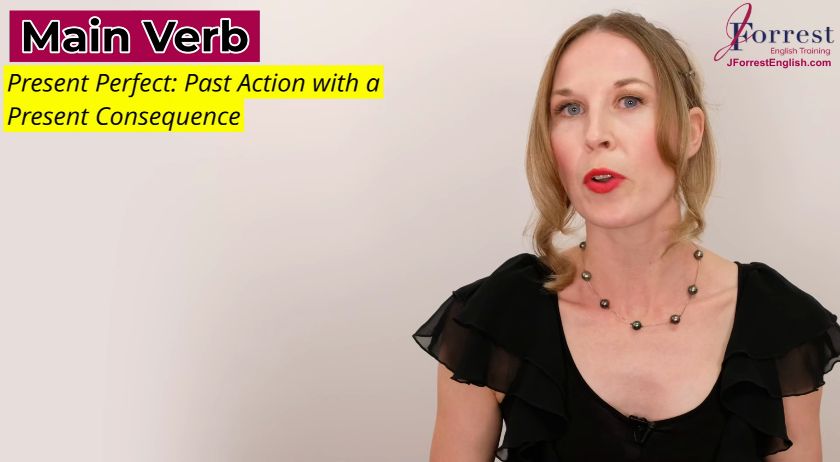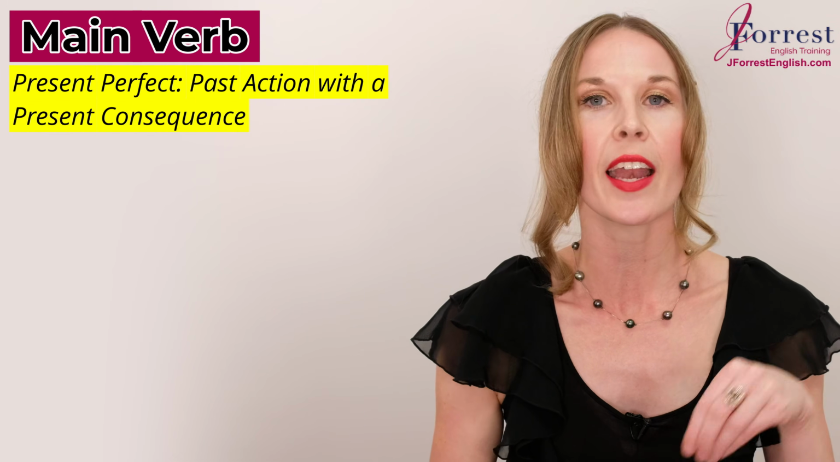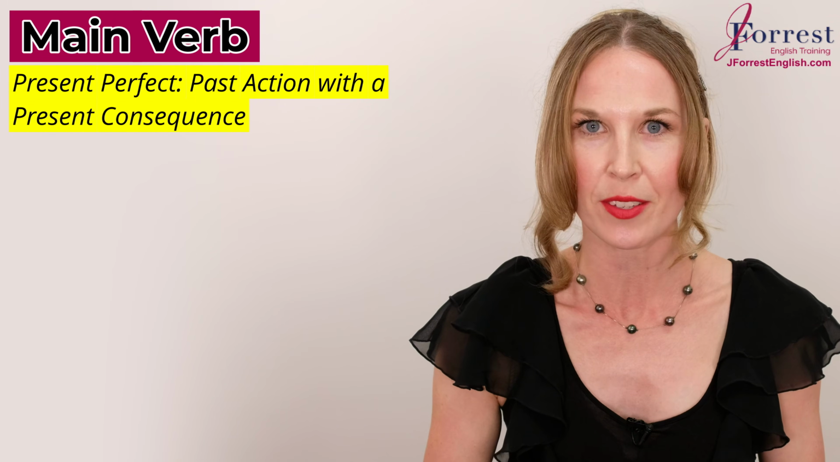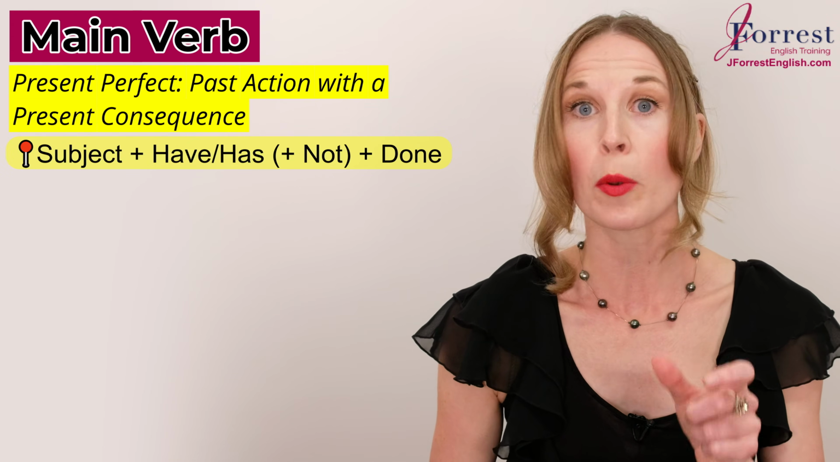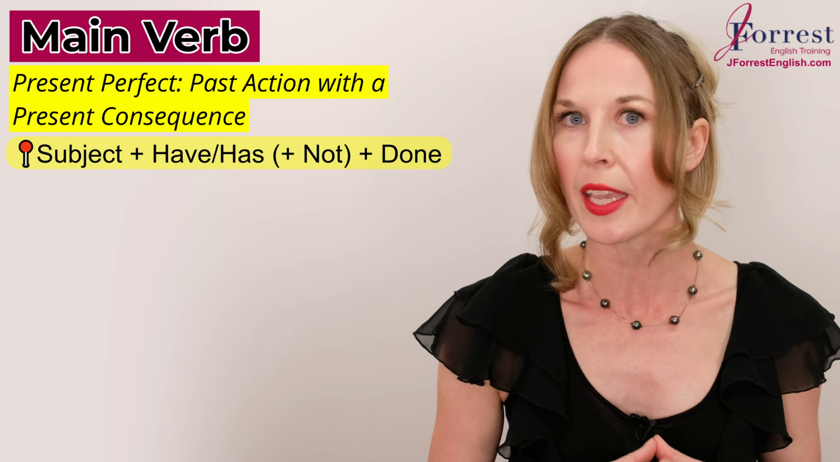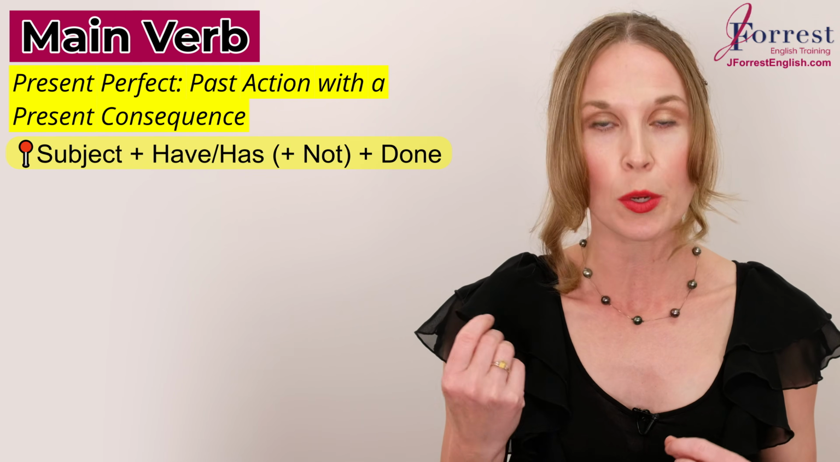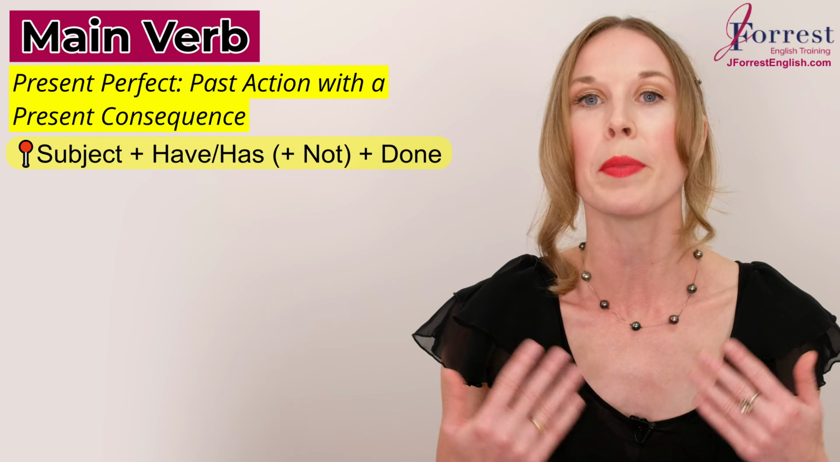Let's look at the present perfect, which can be used for a completed past action that has a present consequence. The structure is subject plus have or has. So the verb have is the auxiliary verb, plus not if you're making it negative, and then you need your past participle. So if the verb to be is the main verb, it would be done.